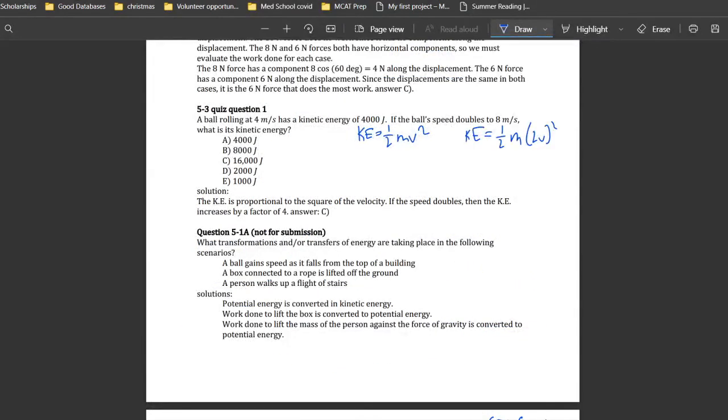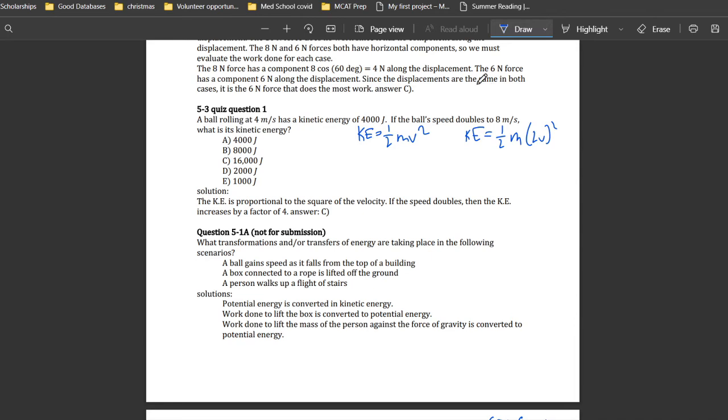The last question we have here is 5-3 quiz question 1. A ball is rolling at 4 meters per second and has a kinetic energy of 4,000 joules. If the ball's speed doubles to 8 meters per second, what is the kinetic energy? Now there are two ways of solving this. You can simply solve for mass and then plug the mass into the new equation. But I don't like that way. I feel like that way does not help us understand the mechanism or the relationship between variables.